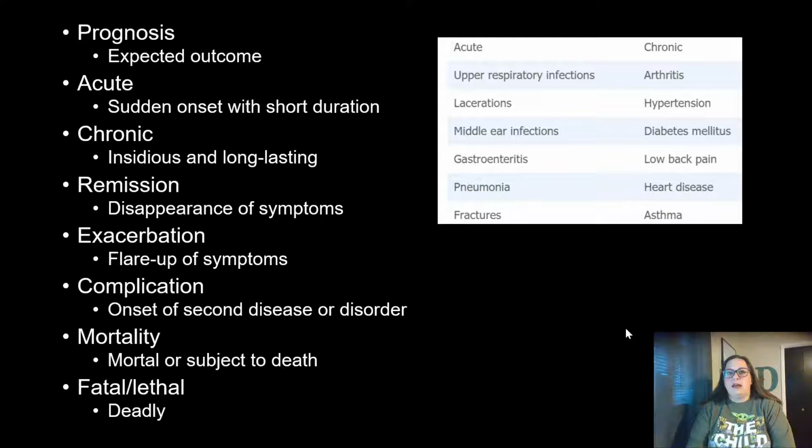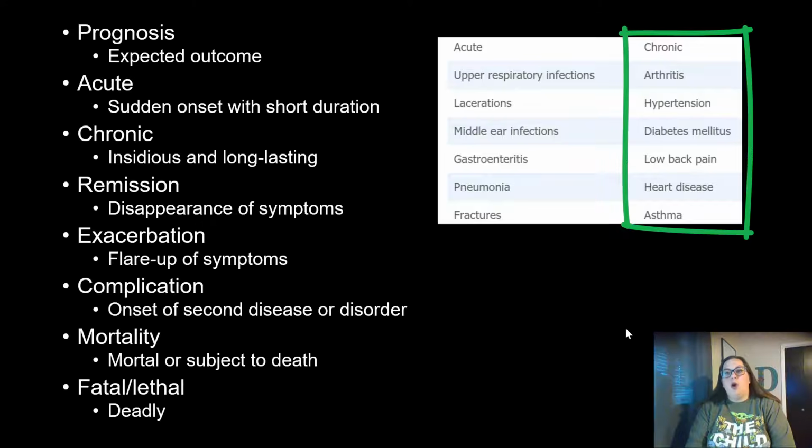Acute is sudden onset with normally a short duration. We can see in this chart some examples of acute types of illnesses, like an upper respiratory tract infection, laceration, middle ear infection, gastroenteritis, pneumonia, even fractures would be considered acute. On the other hand, chronic conditions are insidious. They come on gradually, and this can be long term. This would be things like arthritis, hypertension, diabetes, low back pain, heart disease, or even asthma.